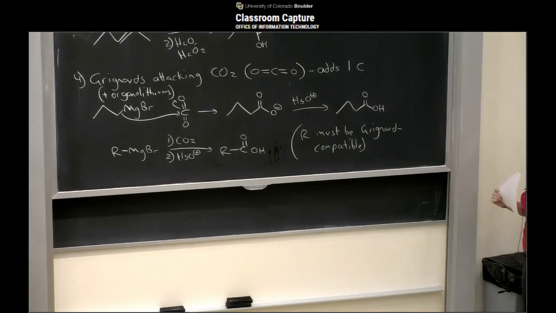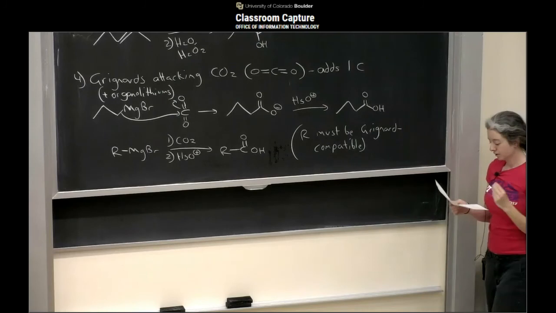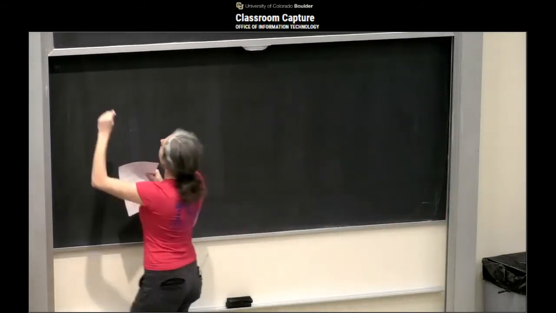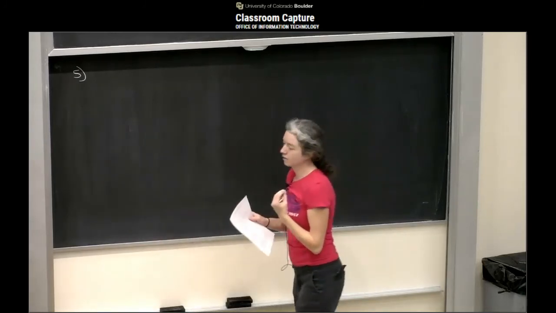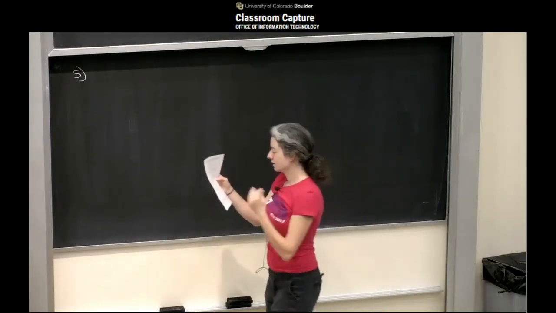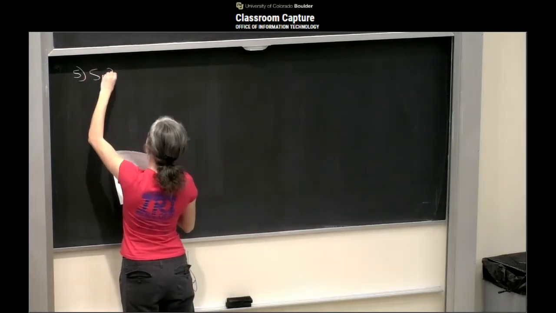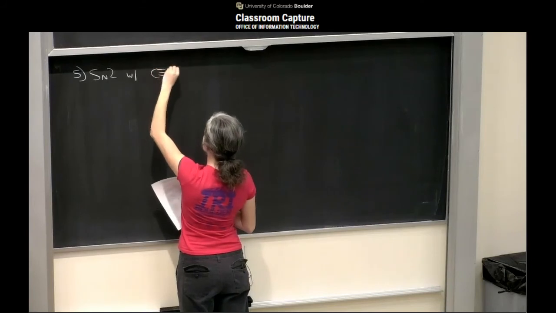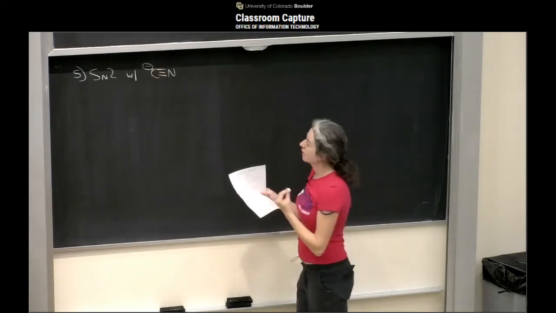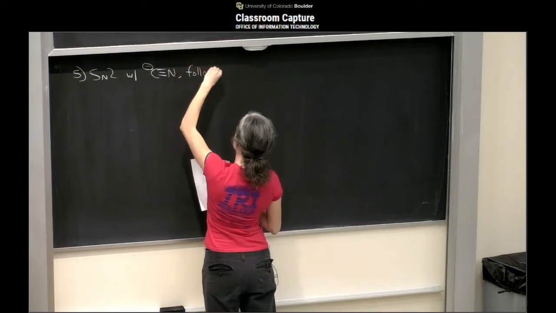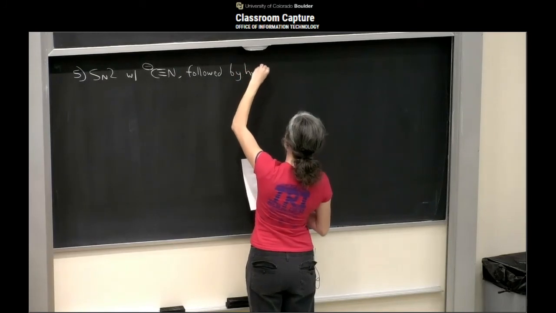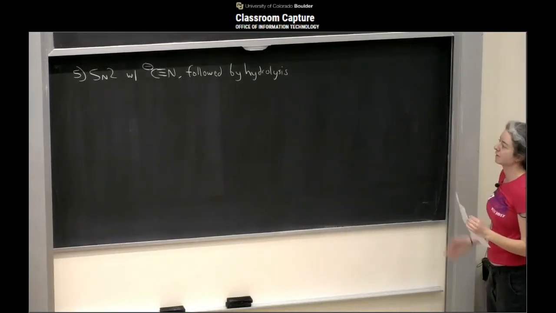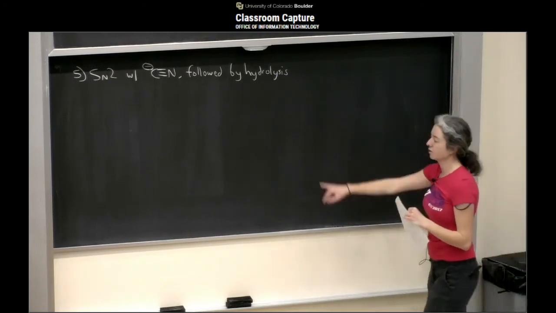Okay, so questions about that one? Okay, so one more new one that I'm going to cover in the 5 minutes that I have left is also kind of a new combination of things, but they're all things that we've seen before. So another option is SN2 with a cyano group, so C triple bond N, followed by hydrolysis. I'm actually borrowing this out of the next chapter, but to put together a comprehensive list of ways to make carboxylic acids, it makes more sense to cover it now, and then we'll go into the actual mechanism later on.